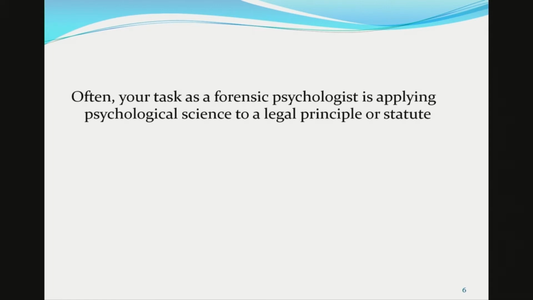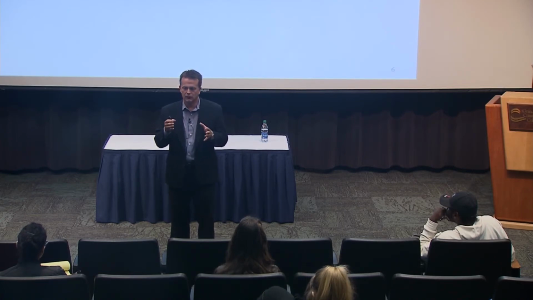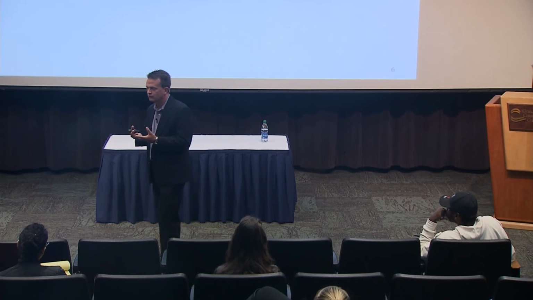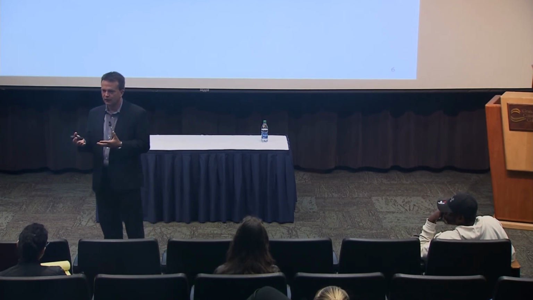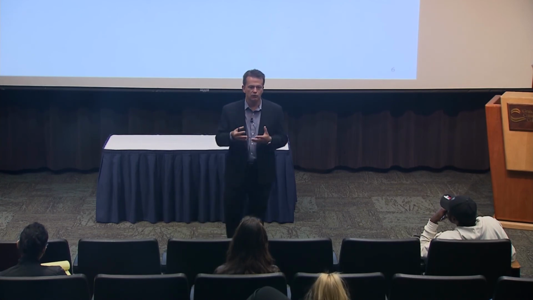is applying psychological science to the legal statute or principle. So a good forensic psychologist knows the science, the psychological science behind sex offender risk variables and sex offender risk assessment. And the good and well-trained forensic psychologist does an evaluation of the person, and does the evaluation within the context of what the science says about what the risk for that person would be.